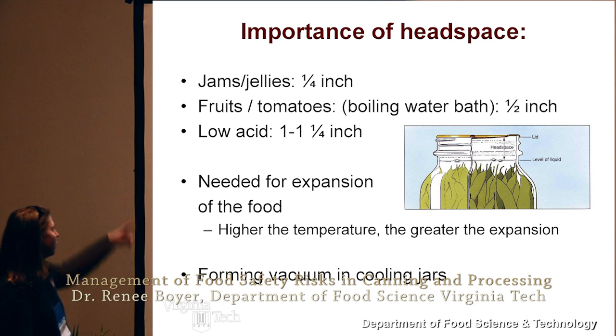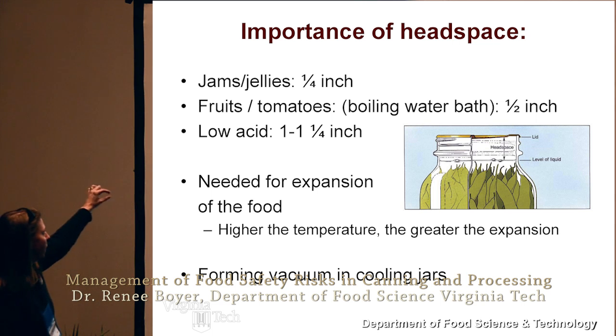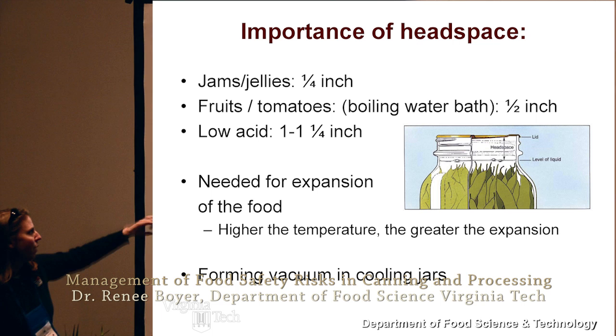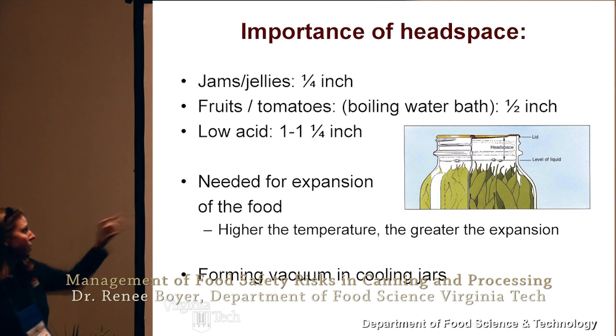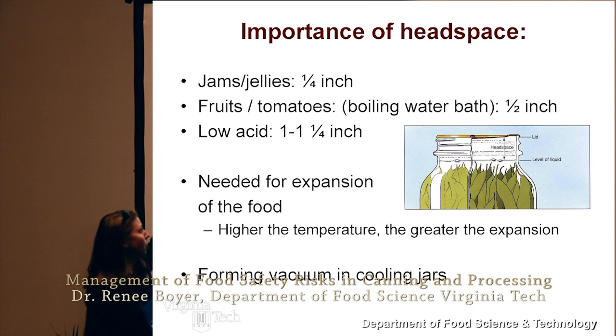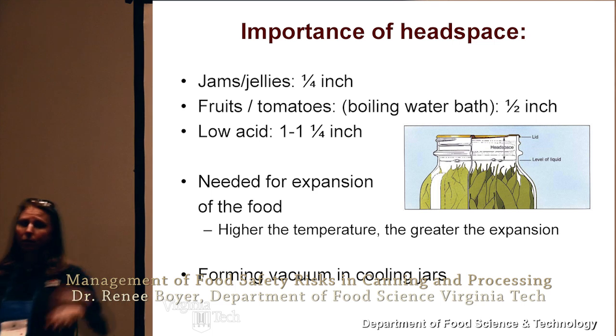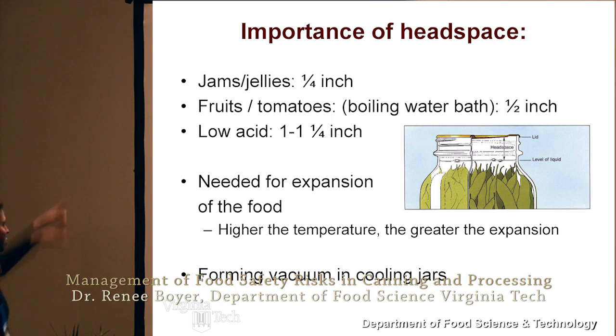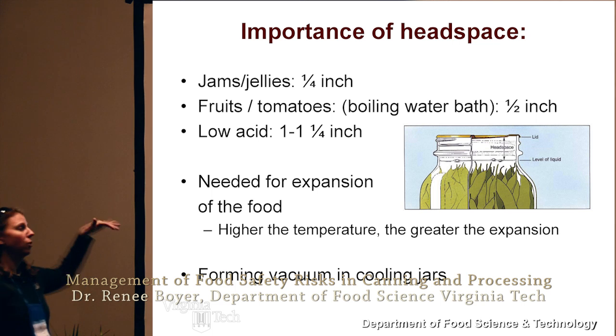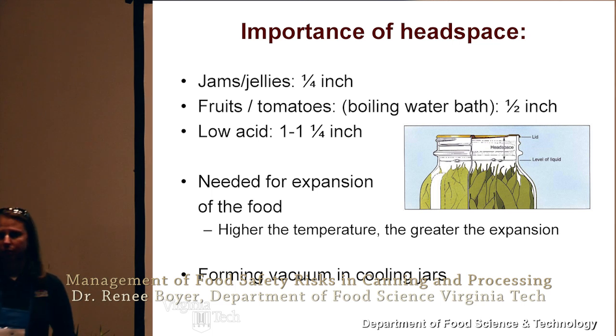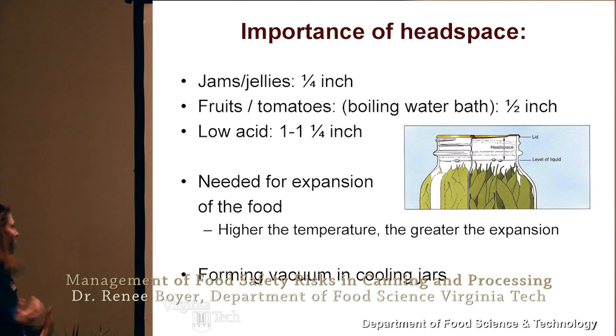Importance of headspace. For jams and jellies, you need about a 1/4 inch. Fruits and tomatoes in a boiling water bath, about a 1/2 inch. And for low acid, about 1 inch to an inch and a 1/4. The reason for that is that these are going to boil so much, the product needs room to expand. Jams and jellies are processed for about 5 minutes in a boiling water bath canner. They just get a real quick process. Most everything else in a water bath canner or a pressure canner is processed for a much longer time, so they need room to expand.